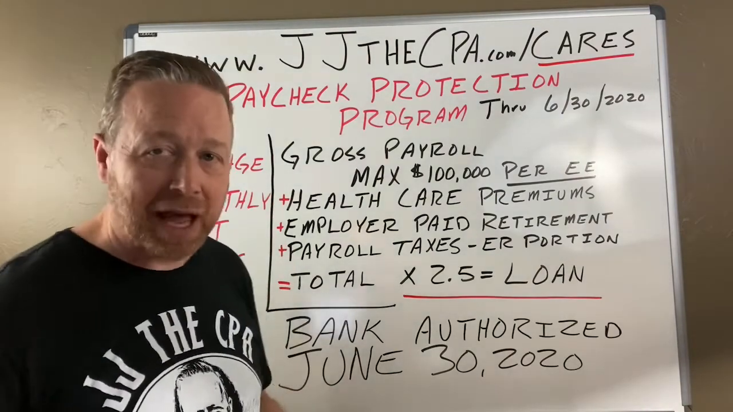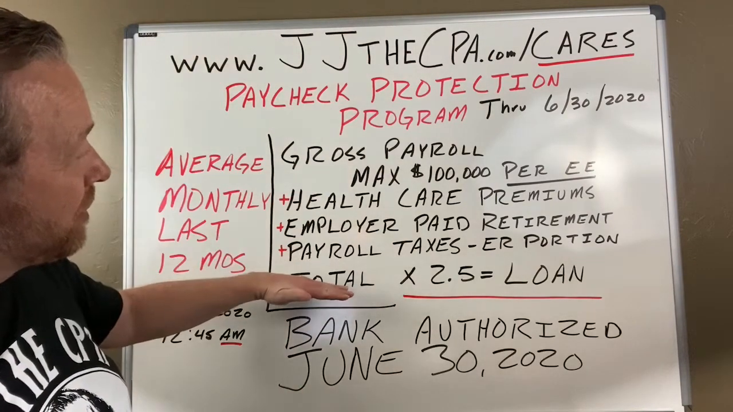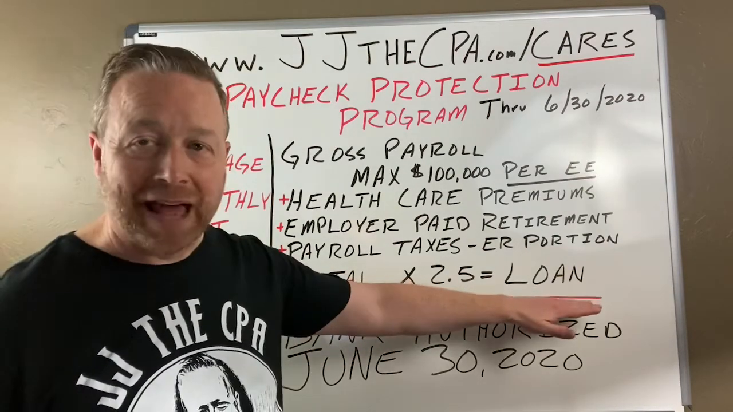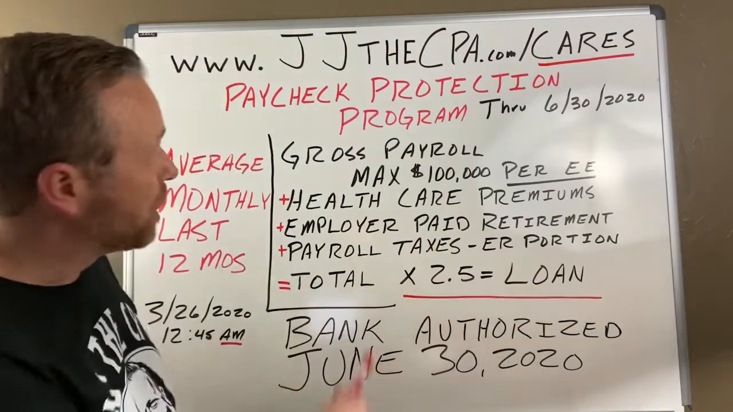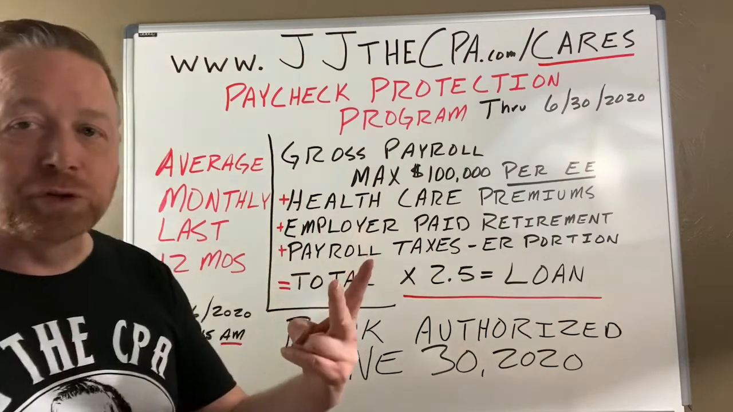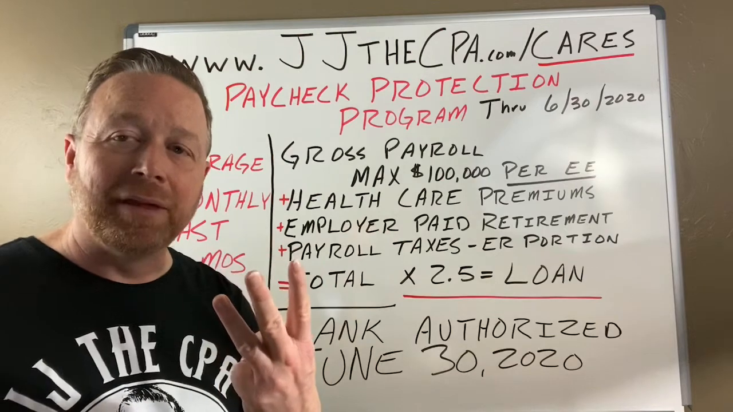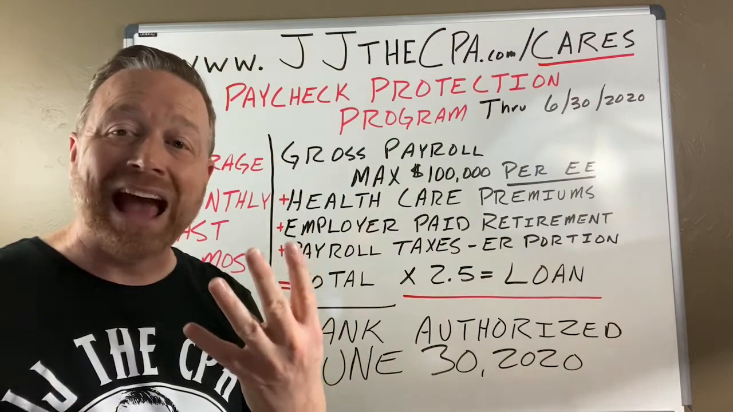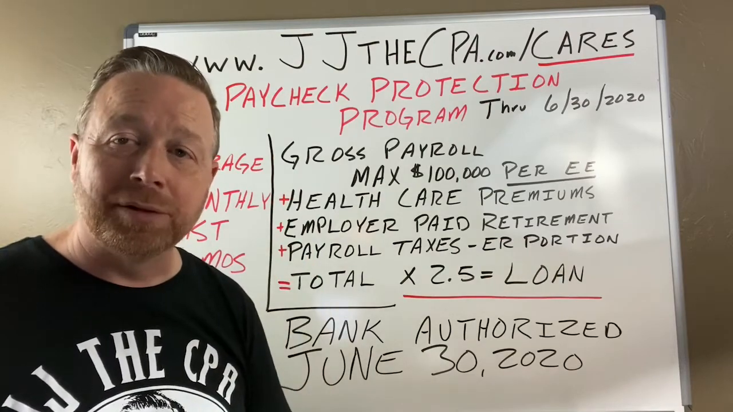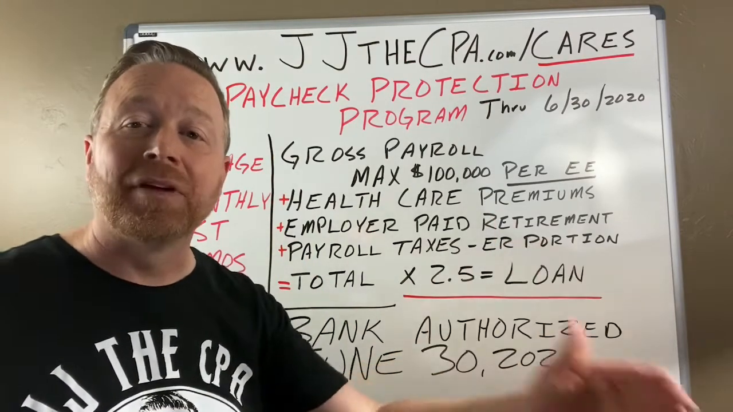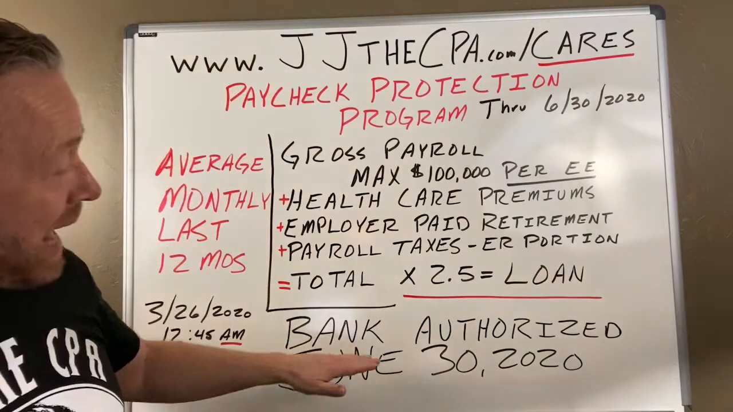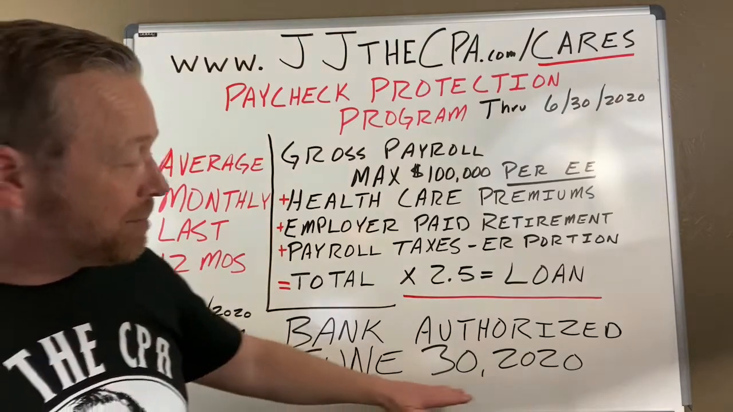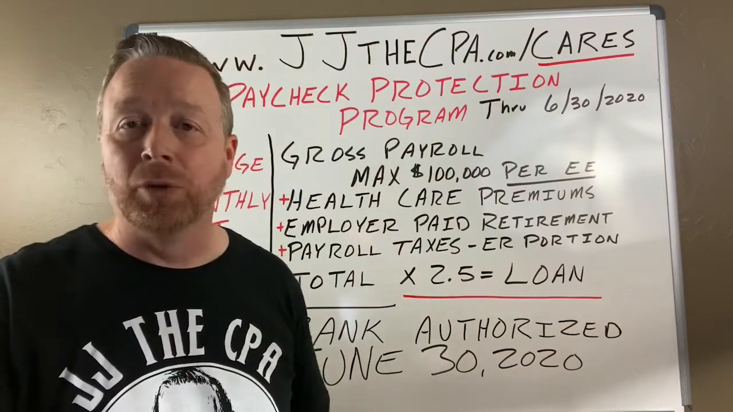I'm going to run through an example. You're going to add these together, you're going to divide it by 12 times 2.5, and that's your loan amount. So payroll, health insurance premiums, retirement paid by the employer, and the employer payroll taxes, you're going to find the monthly average based on the last 12 months times 2.5. That's the loan. The bank that will be doing this are the ones that are going to be authorized, and you need to get it by June 30, 2020. Don't know who the banks are.